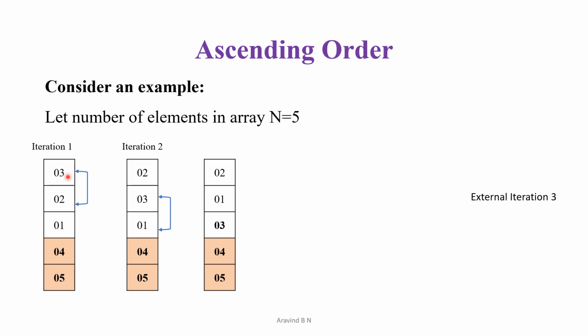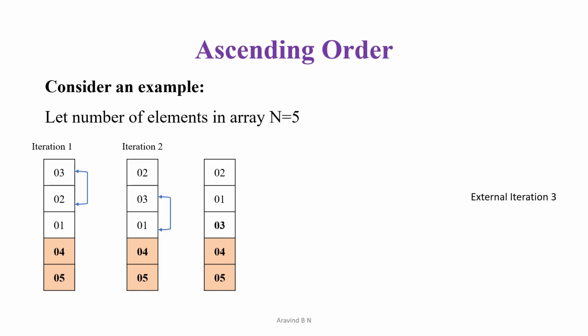Here 3 and 2 are compared. 3 is the higher value, so there is an exchange between those two. That's what we can observe here. In the next one, 3 and 1 are compared. 3 is higher, so again we exchange between these two. This is what we are going to get. So 3 elements are sorted, with only these two remaining. You have to keep observing that as the external iteration proceeds, the internal iterations are reduced.